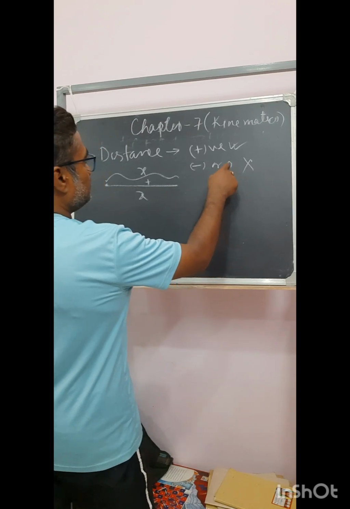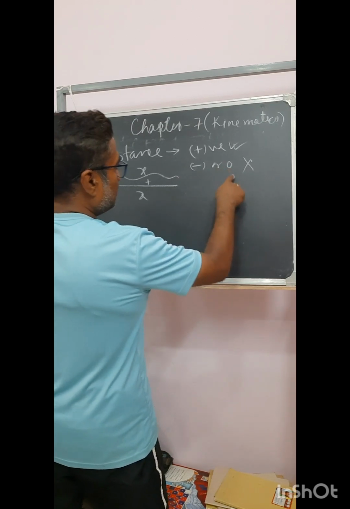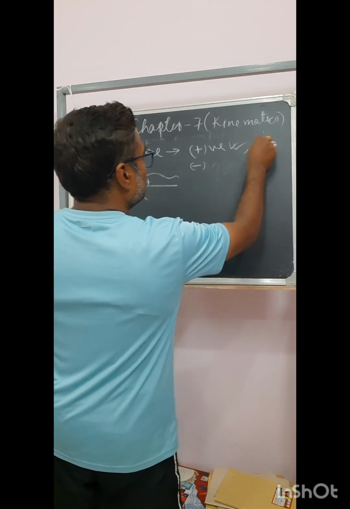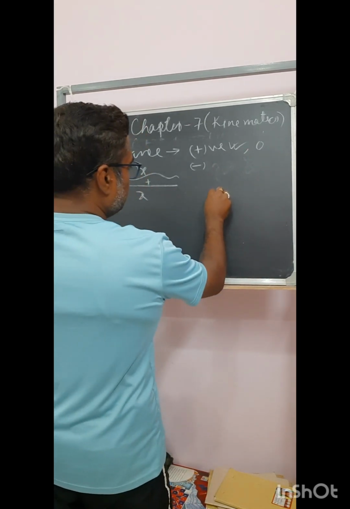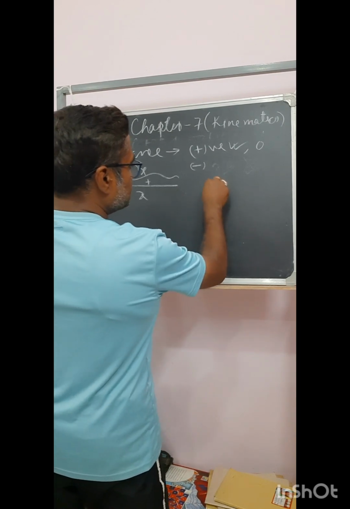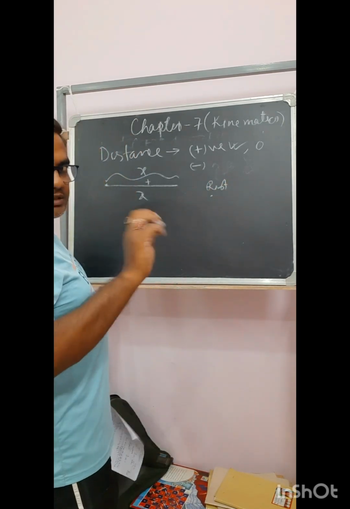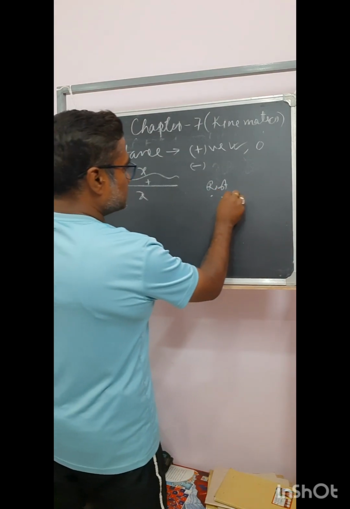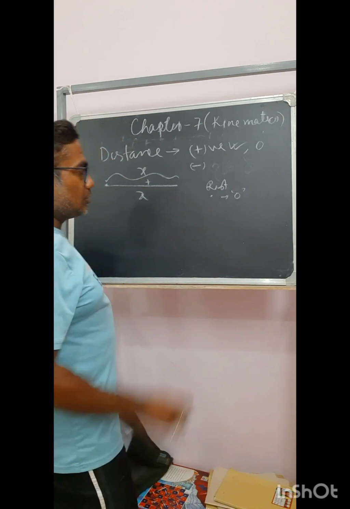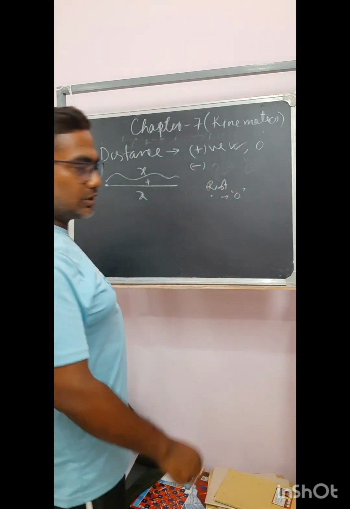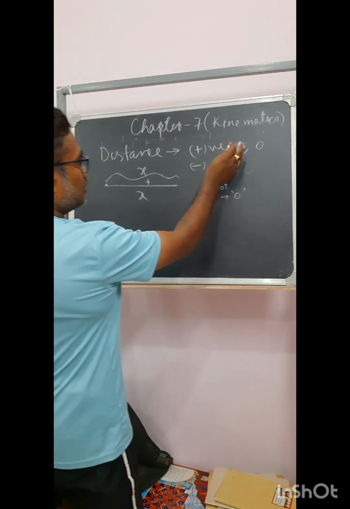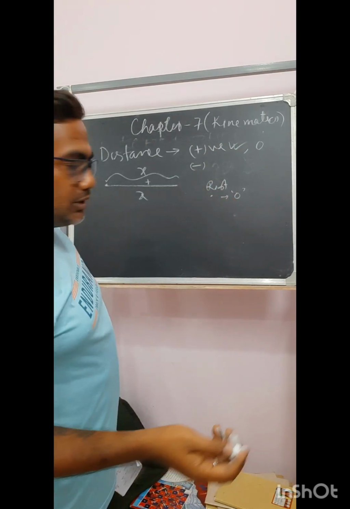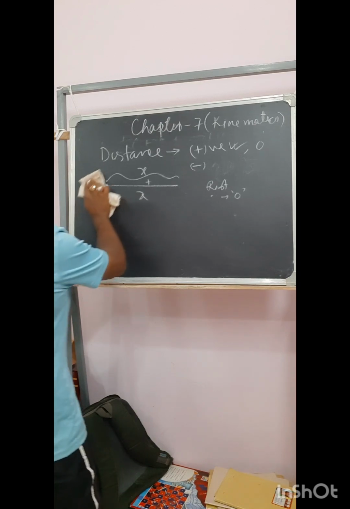Sorry, the distance can be zero. Why can it be zero? Let's say the particle is at rest. It has not traveled anything, so the distance in this case could be zero. The only thing is that it cannot be negative. It is always positive or zero. Zero is the condition where it is at rest, not moving any distance. So this is the concept of distance.